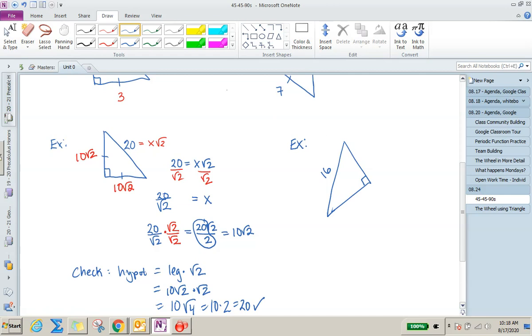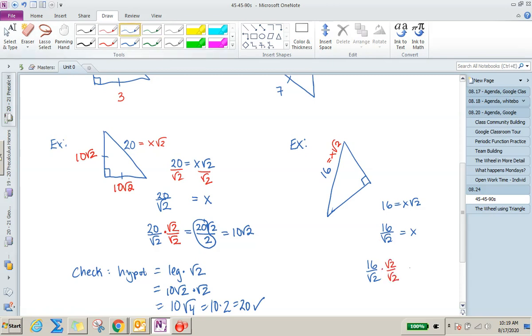You could write the equation. 16 is the x root 2 side, but it's the hypotenuse. So you can write the equation 16 equals x root 2. And you can solve the equation by dividing by root 2. So 16 divided by root 2 equals x. And then you can rationalize by multiplying the top and bottom by root 2.